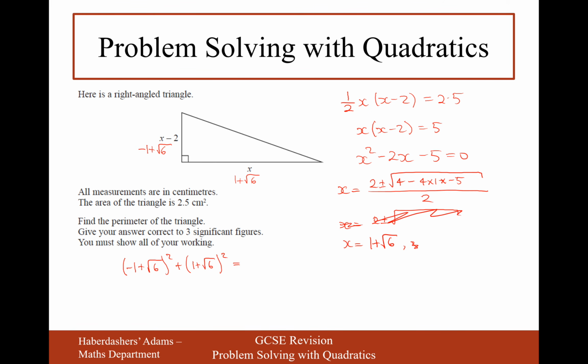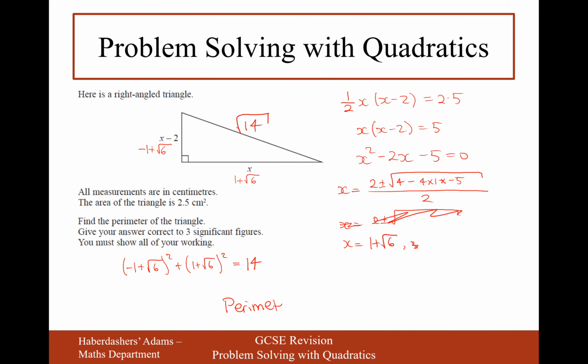And let's do that on the calculator. So open up some brackets and type it all in nice and carefully. Minus 1 plus root 6, close the bracket and square it. Plus, open up another bracket, 1 plus root 6, close the bracket and square it. That gives us 14. Okay, so now the perimeter. Oh wait, and you need to square root it, don't you? So that'll be the square root of 14.